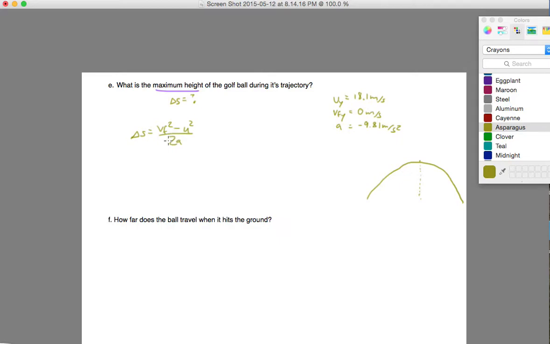Now, we want to solve for delta S here, so everything's in its place. All we need to do is plug in our numbers, and we are going to rock, because this is a 0. That's going to be 0 there. It's canceled.